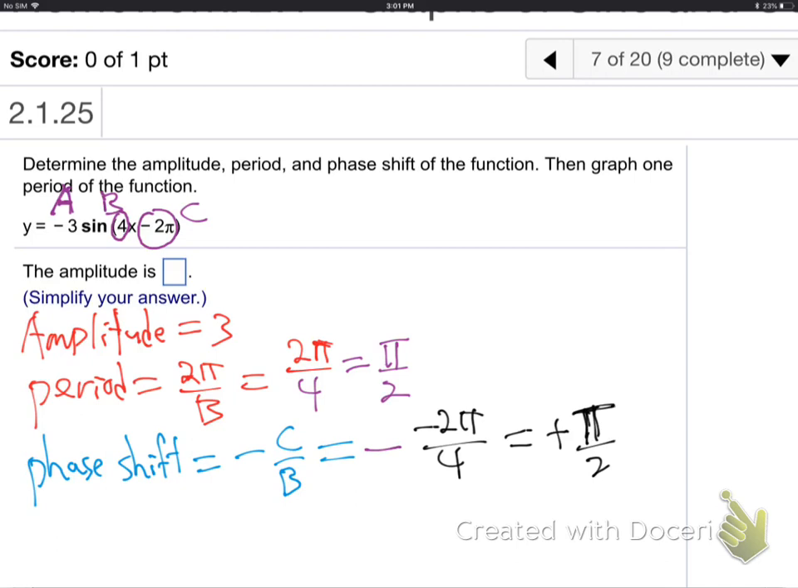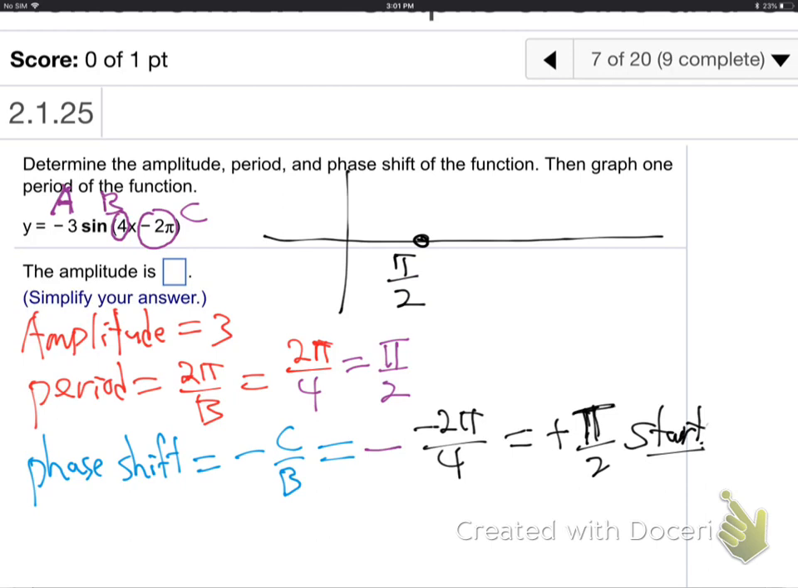So we're moving this graph to the right, aren't we? So here's one going to the right. All right, we ready to graph it? So now when it comes to the graph, where does this thing start? Its first cycle? At the phase shift. That's where you horizontally shift to. So the starting point is pi over 2.